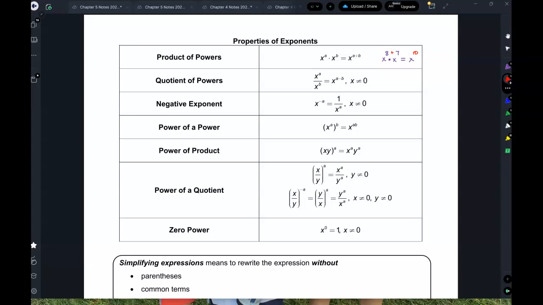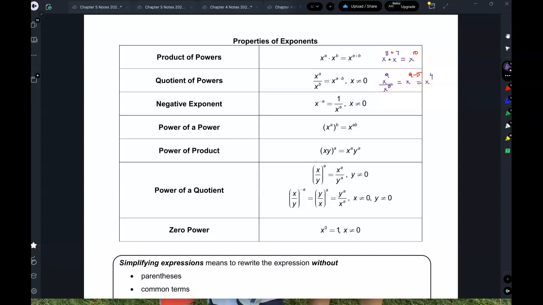If you're dividing powers, you divide the exponents. So for example, if I have x to the 9 divided by x to the 5, this is going to be x to the 9 minus 5, x to the 4. Any questions? I'm sorry, subtract them. You subtract them when you're dividing. I'm so sorry. You subtract them when you're dividing.